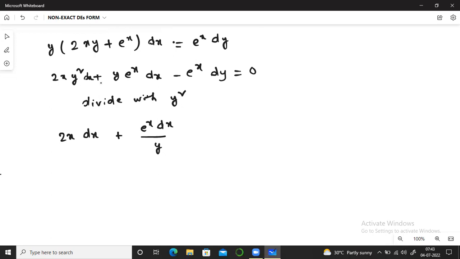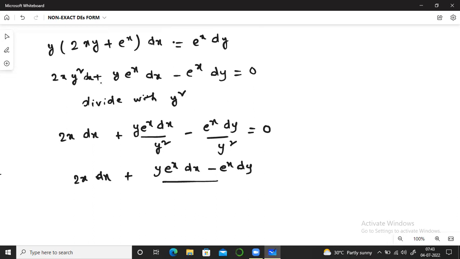I'm multiplying y into e power x, dividing with y square exactly. So the second term is e power x into dy divided by y square is equal to 0, right? Now here I am multiplying with y, automatically y square will come. It means the y square term is common in the two parts, like the denominator part. So now you see 2x dx plus y e power x dx minus e power x dy over y square.